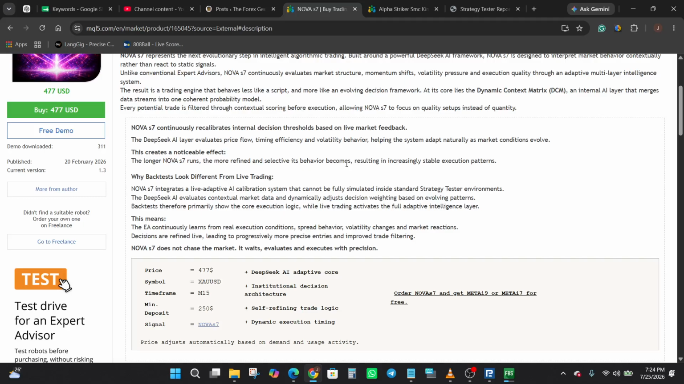Now, here is something genuinely important to flag before we go any further, because it directly affects how we should read the backtest that we are about to look at. The page includes its own section explaining why backtests look different from live trading, stating outright that the live adaptive AI calibration system cannot be fully simulated inside the strategy tester environments.